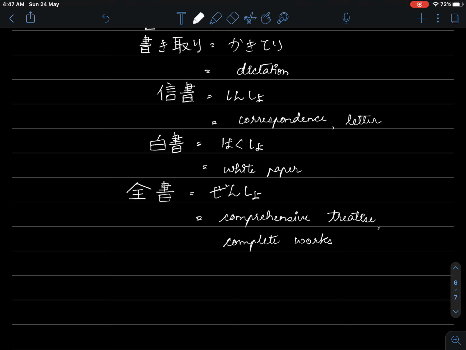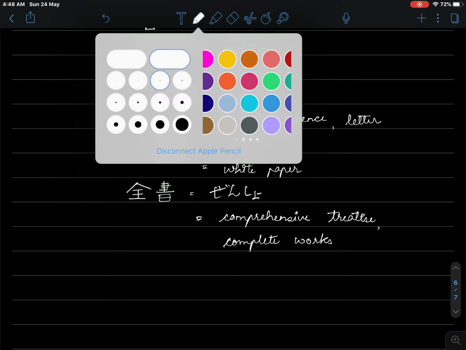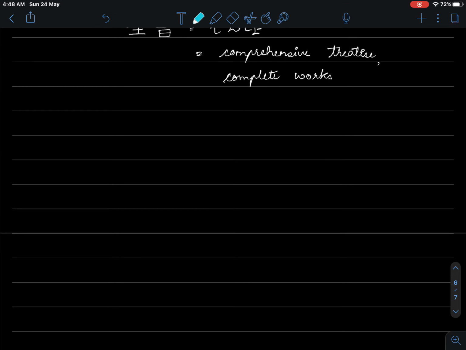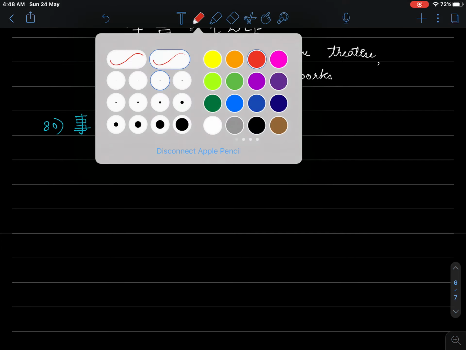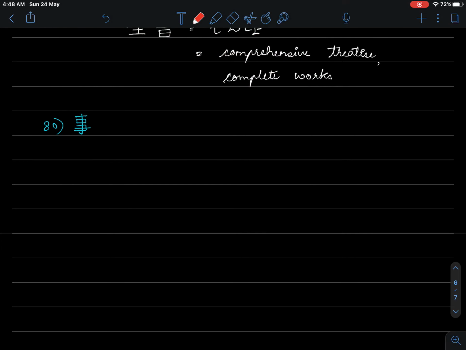Okay, let's have a look at the next kanji for today. That's number 80. Number 80. This is how we write that. Okay, and let's see how we can remember this. Again, because there are some similarities to the previous kanji, we will take some aspects from the mnemonic of the previous kanji, so it becomes easy for us to remember.